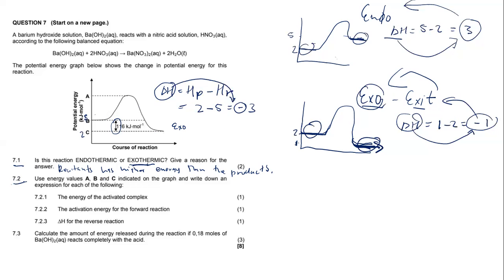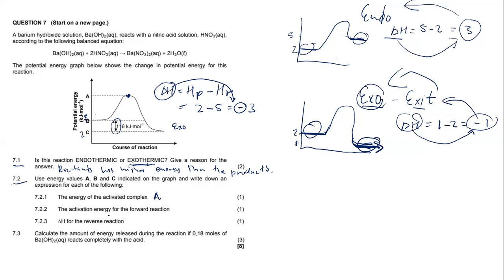Now, 7.2, it says to us, use energy values A, B, and C indicated on the graph and write down an expression for each of the following. So now, they want us to write down the energy of the activated complex, okay? The activated complex is this point over here. We call it an activated complex, okay? So the energy of the activated complex for 1 mark, we're going to say it's letter A, yeah?